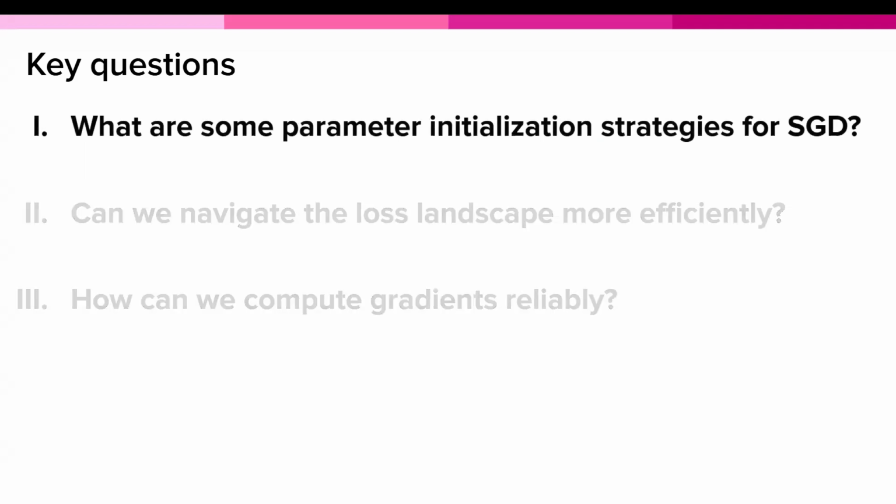All right, so on to the first question. What are some parameter initialization strategies for these gradient descent based methods? How can we start things off to end up somewhere better in the loss function landscape?